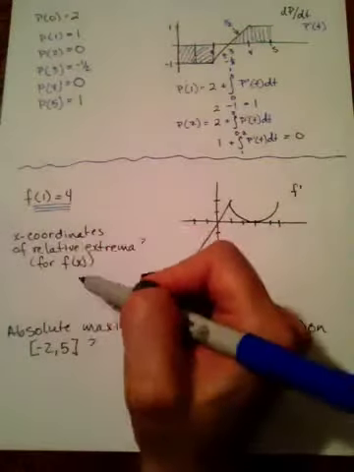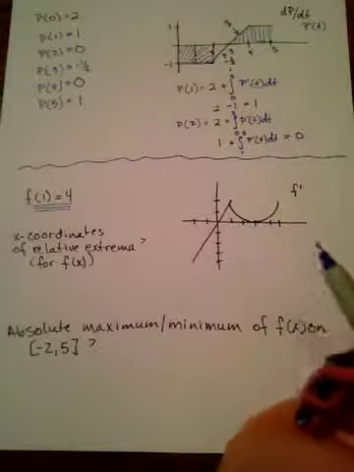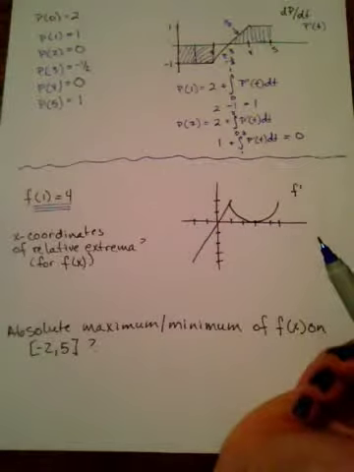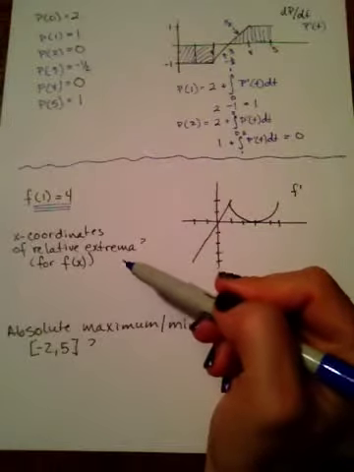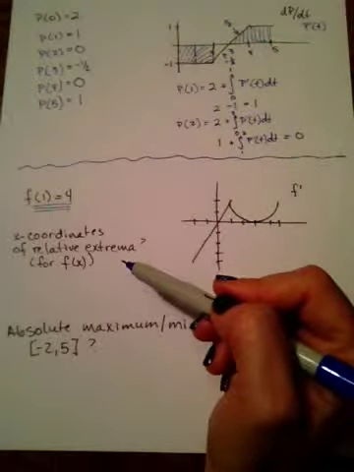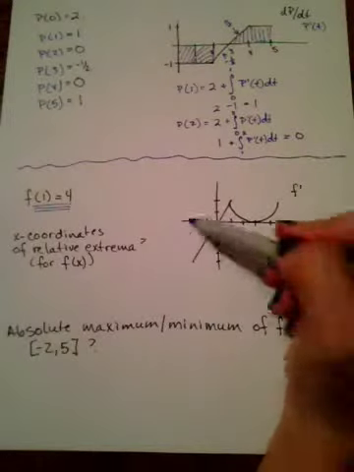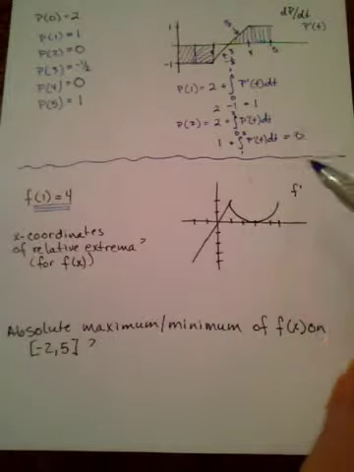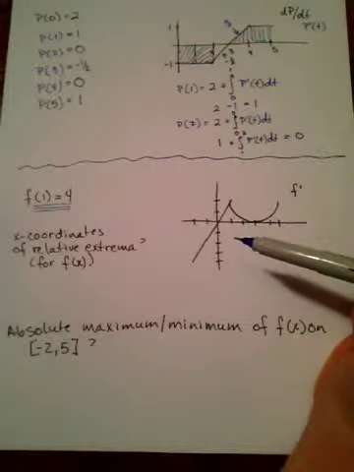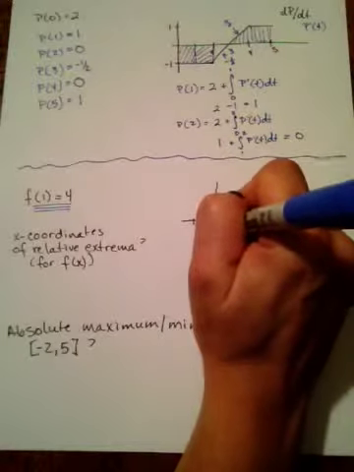Something they might ask you is, what are the x coordinates of relative extrema? So we're looking for relative maxes and mins, and you've done this before. We know that a relative max is when the derivative f prime of x changes from positive to negative, above to below, and that doesn't actually happen as we go from left to right, so we have no relative maxima. A min is when f prime of x changes from negative to positive, and that happens right here.